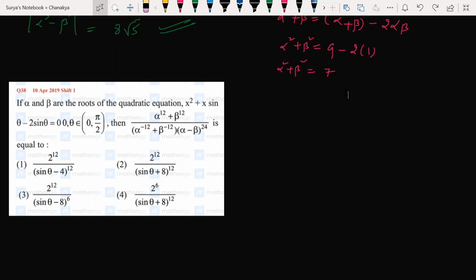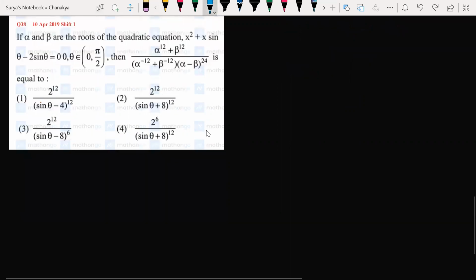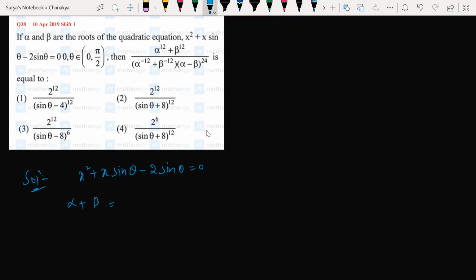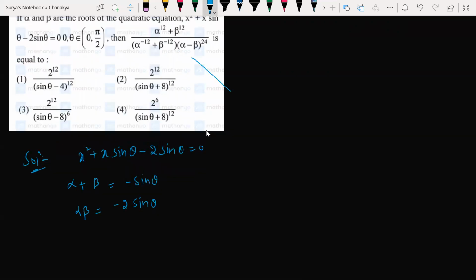Very simple. Look at this here. Given x square plus x sine theta minus 2 sine theta is equal to 0. So sum of the roots, alpha and beta are the roots, right? Alpha plus beta is what? Minus b by a. So minus b by a is nothing but minus sine theta. So alpha beta is what? C by a. So minus 2 sine theta by 1 is nothing but minus 2 only. Correct? So now from this thing, what can I write here?